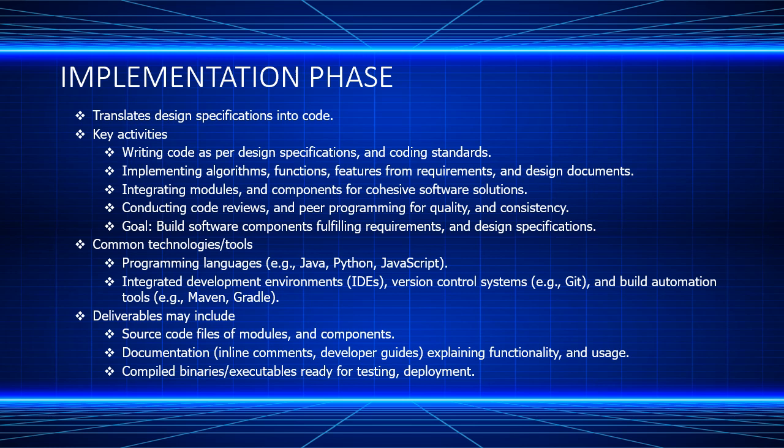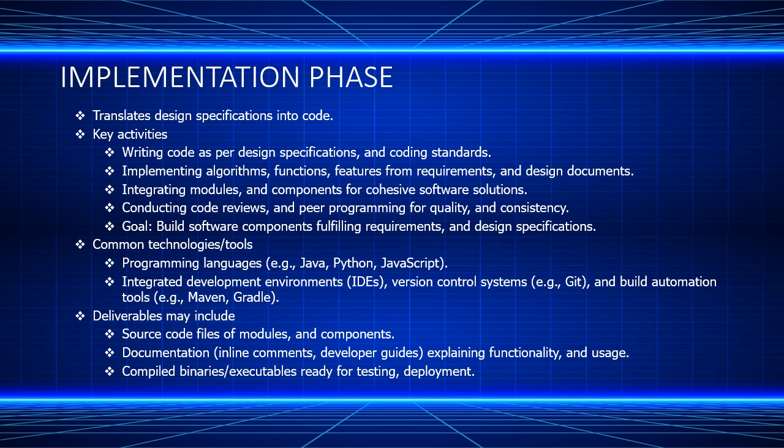Integration. Like craftsmen piecing together a mosaic, we integrate disparate modules and components, forging a cohesive and harmonious whole that embodies the essence of our vision. Quality assurance. Through rigorous code reviews and peer programming sessions, we uphold the mantle of quality and consistency, ensuring that every line of code reflects excellence and integrity. The primary goal of the implementation phase? To breathe life into our designs, crafting software components that not only meet but exceed the requirements and design specifications.